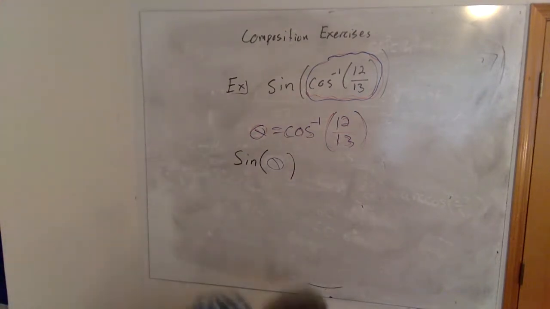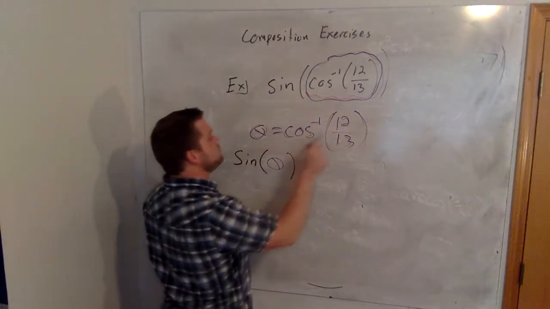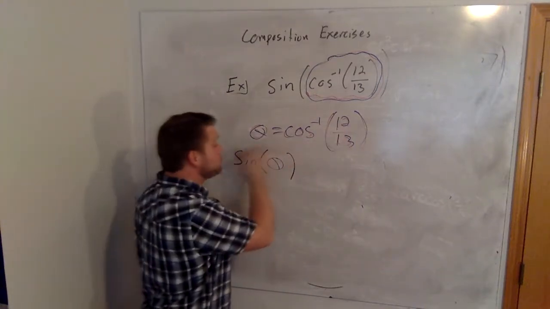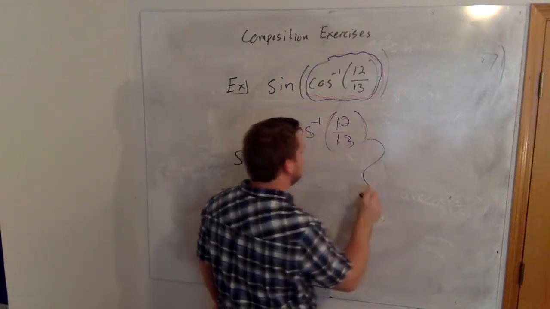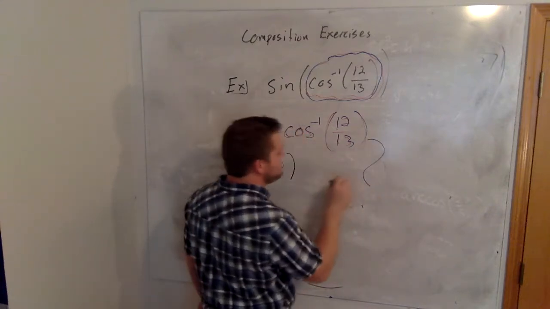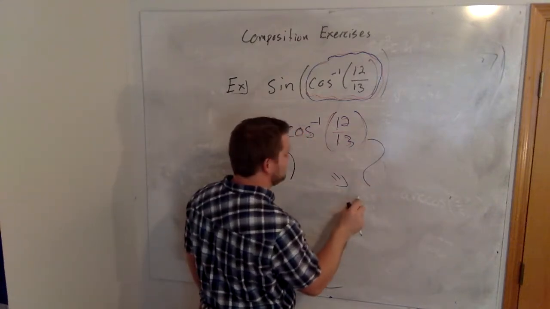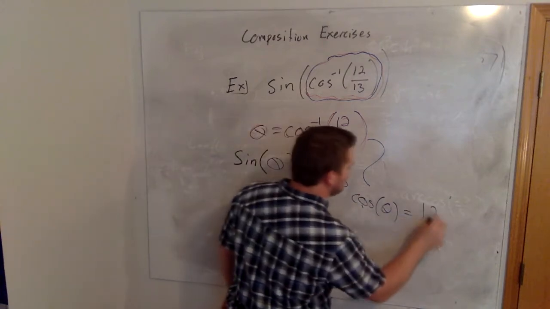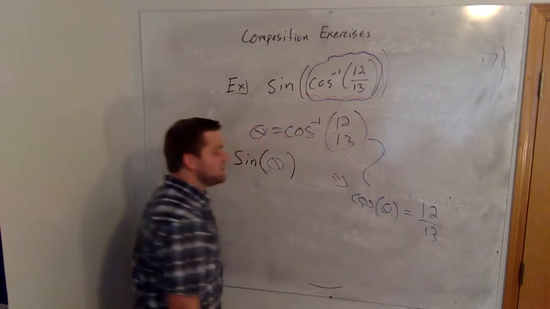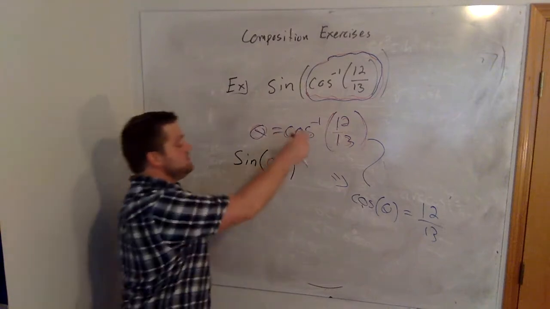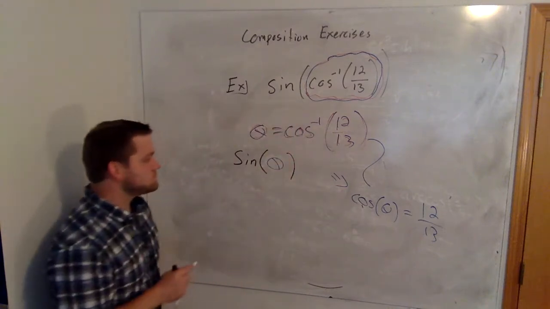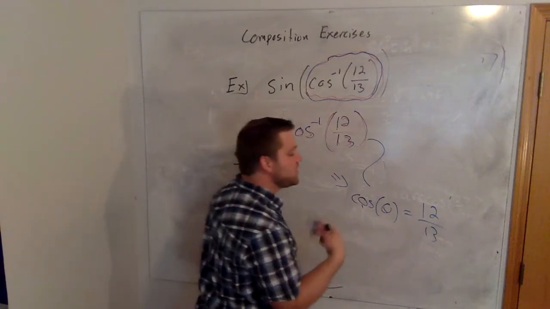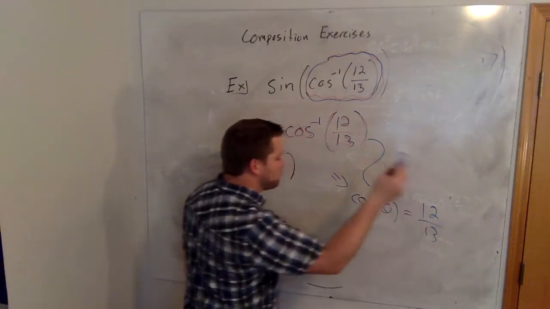What is it saying? Well, if theta is equal to cosine inverse of 12/13, you could apply cosine to both sides. This implies that the cosine of that angle is 12/13. These are equivalent statements. So this is whispering us secrets of this right triangle.